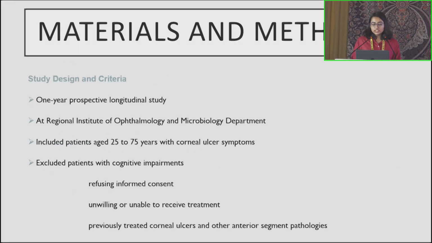This was a one-year prospective longitudinal study conducted at the Department of Ophthalmology and Microbiology at GMC Amritsar. We included patients aged 25 to 75 years with signs and symptoms suggestive of corneal ulcer. Patients with cognitive impairment, refusing informed consent, unwilling or unable to receive treatment, and previously treated corneal ulcers or any other anterior segment pathologies were excluded.